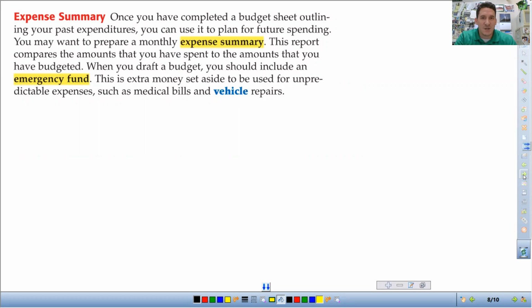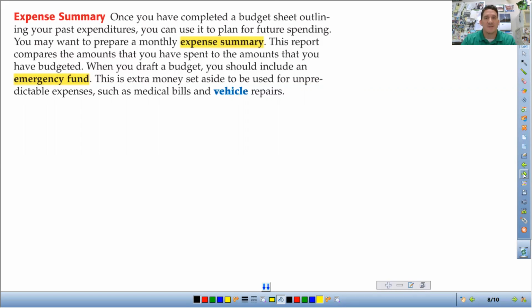When you draft a budget, you should include an emergency fund. This is extra money set aside to be used for unpredictable expenses such as medical bills and vehicle repairs. You know from the Ramsey textbook and the videos we've been watching from that textbook that emergencies happen, and if you don't plan for emergencies, you're going to be going seriously in debt. So you want to make sure you are planning for emergencies, having funds set aside so you can pay for those things as they come up.